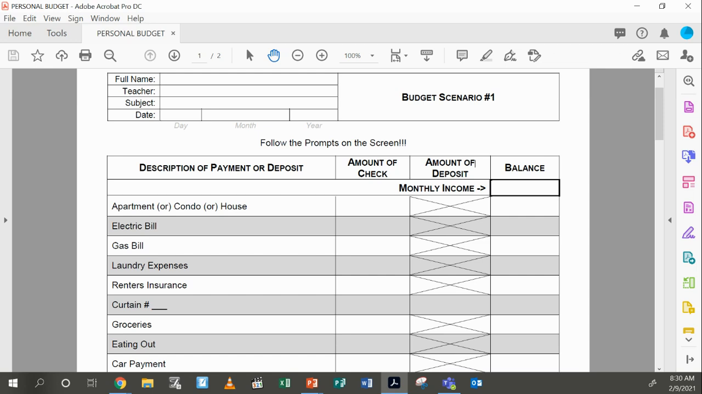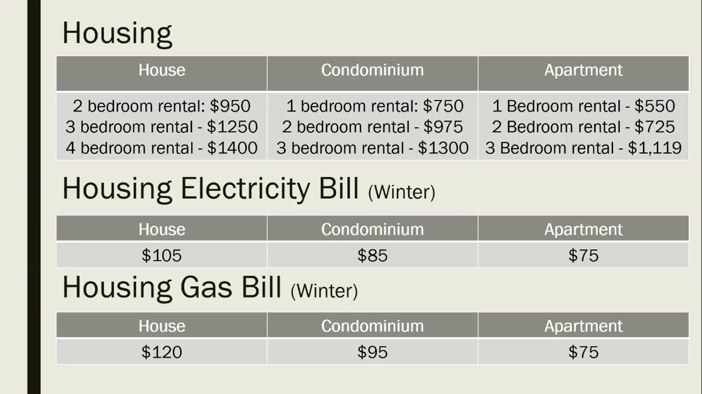All right, let's jump back to the electric bill. So these are your choices. If you chose the apartment, it's going to be 75. And then you'll see right below that is the gas bill. That's also 75. So you can just subtract those two. So the far right column is a running tally. Every time you buy something, subtract it on the right side. Buy something else, subtract on the right side.